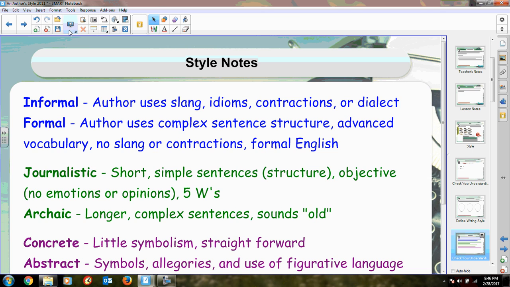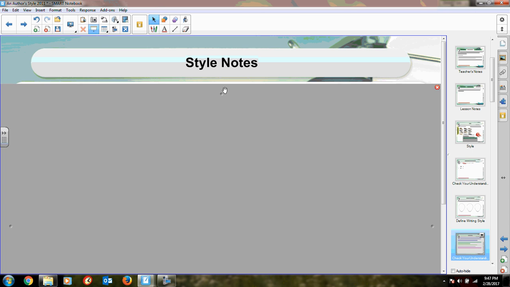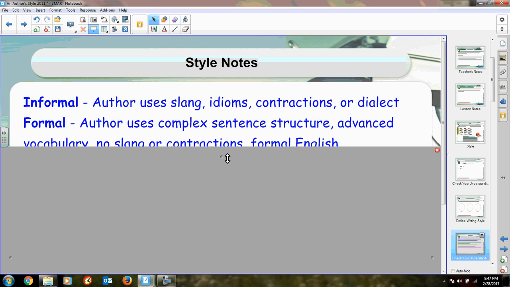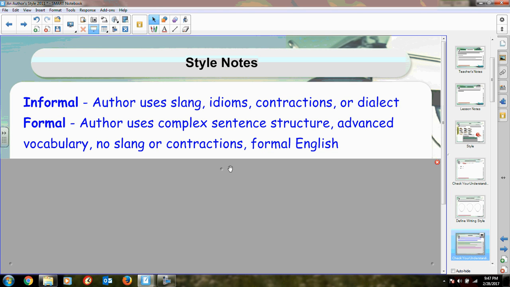Okay? So what we're going to do is take a look at three different pairs of style and understand that when you're reading a piece of literature, you're going to choose one or the other. The first set is informal or formal. An informal style is going to use slang and idioms and contractions and dialect. And a formal style is going to be very complex, with very advanced vocabulary, very formal. In this unit, most of the authors that we're going to read are going to be formal. That's just because it's the early 1800s, shortly before the Civil War.